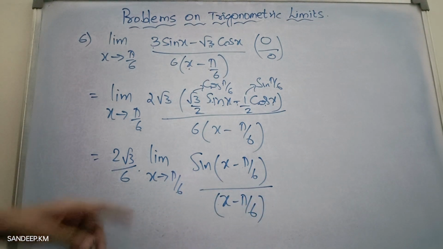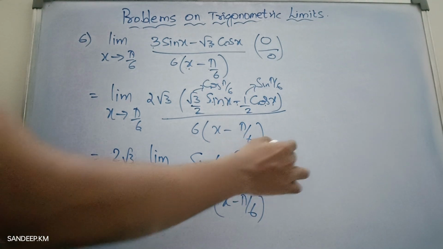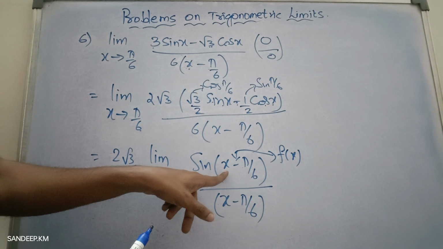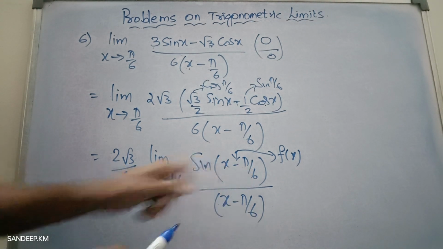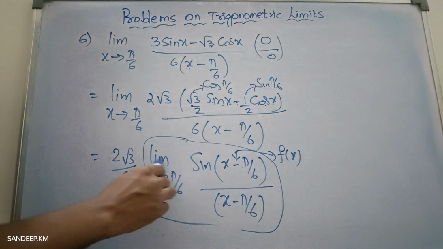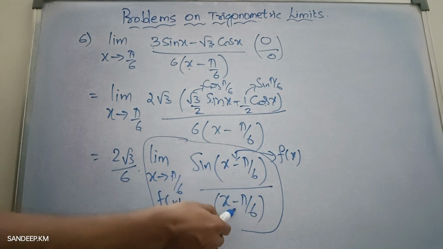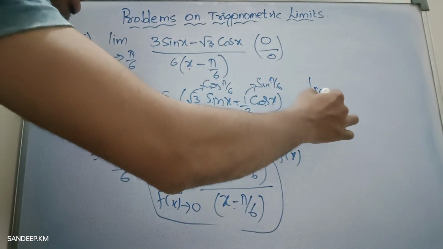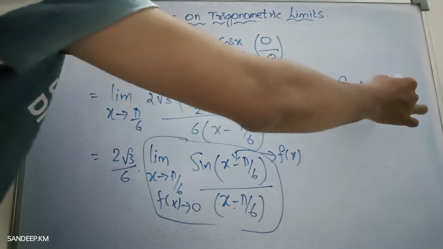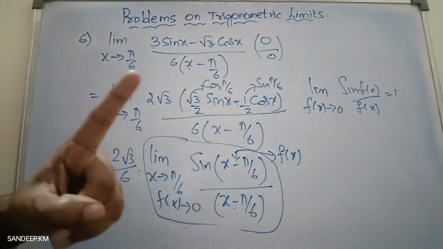So dear students, when x is approaching pi by 6, this is called f of x. If I substitute x as pi by 6, I will get pi by 6 minus pi by 6, which is 0 only. So this is in the form limit f of x approaches 0, sin f of x divided by f of x, which is equal to 1. This is what we have discussed in the previous video. So therefore this entire value will become 1.